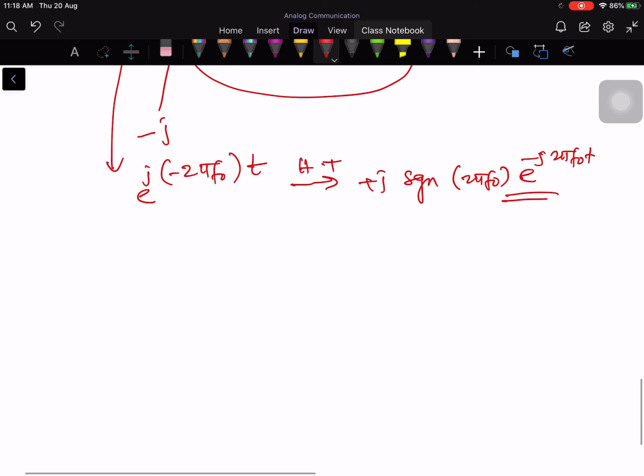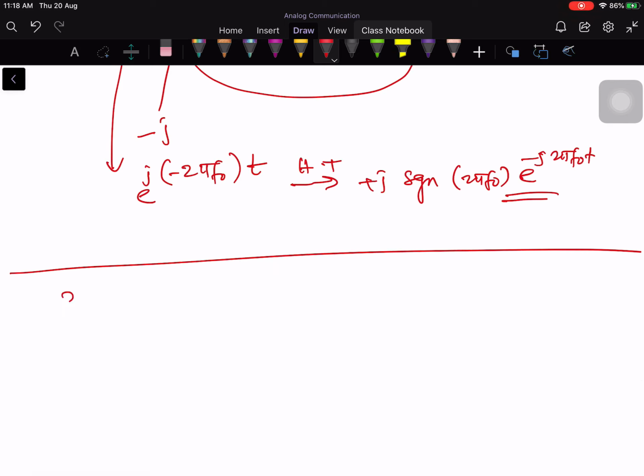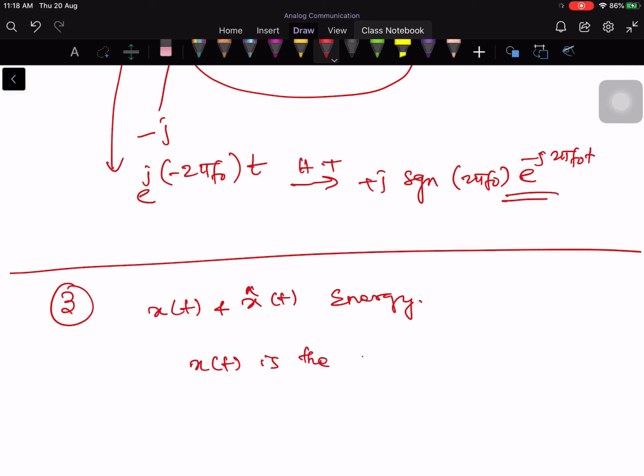Now the next property is: what can you say about energies of x of t and x hat of t? Is there any difference in energy? Will it be same or will it be different? That's what we need to find out. Okay, the answer is the energy of x of t is the same as the energy of x hat of t.